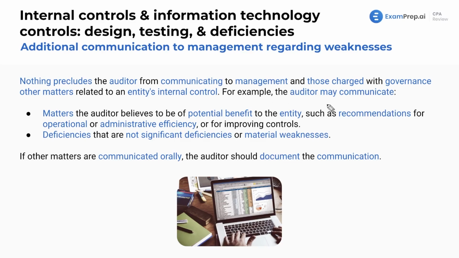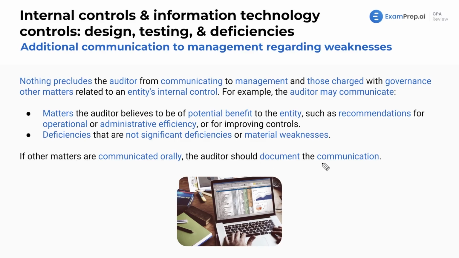Now, for example, the auditor could also communicate matters that the auditor believes to be of potential benefit to the entity, such as recommendations for any efficiency in any area or for improving internal controls. And any deficiencies that are not significant deficiencies or material weaknesses, you could assess the issue and say, okay, it's not classified as one of these issues that I actually need to assess. However, it's something that if improved, it would significantly help the company, whether it's financially or operationally or in the financial reporting realm.